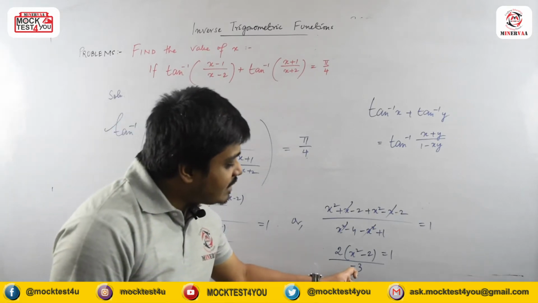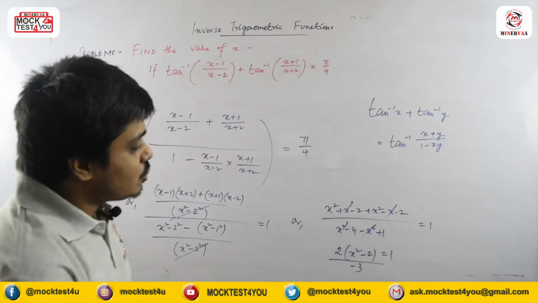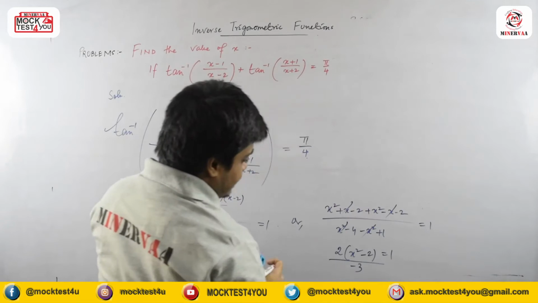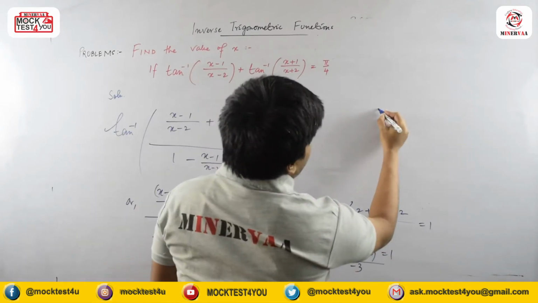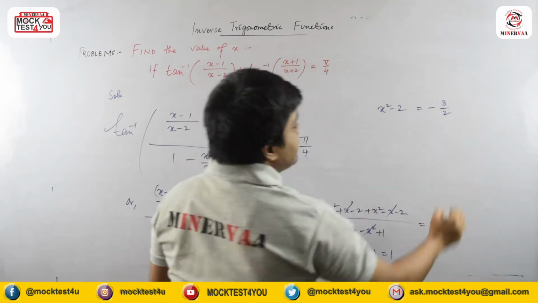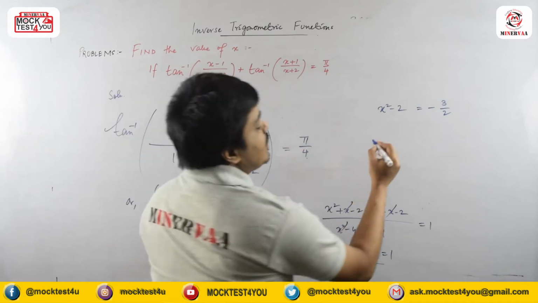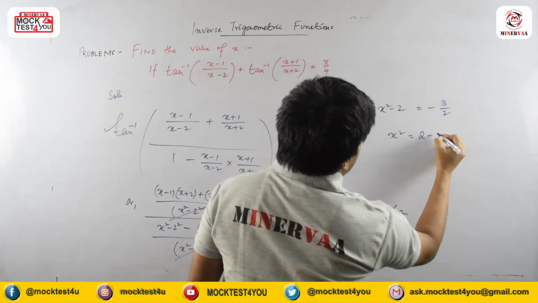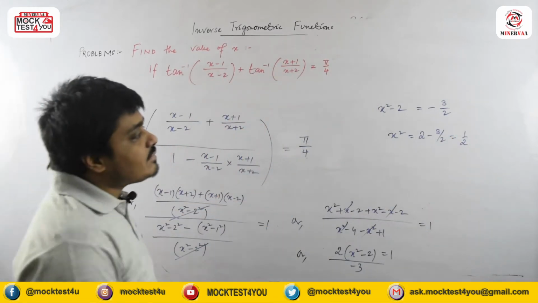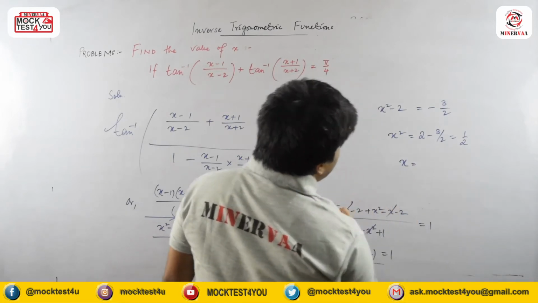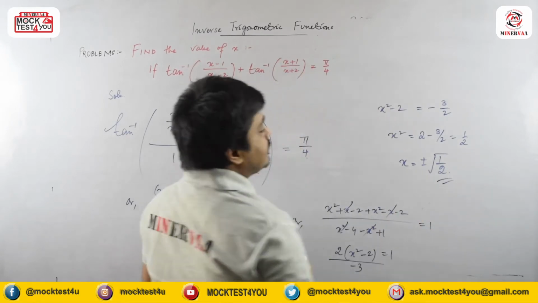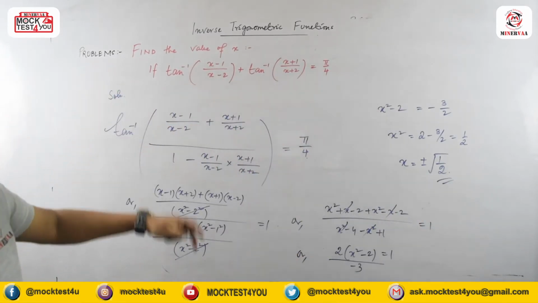So I will take this minus 3 by 2 to that side. What we have is x square minus 2 is equal to minus 3 by 2. Now take this to that side. So x square is equal to 2 minus 3 by 2, and that gives us half, right? So x is equal to plus minus square root of 1 by 2. That's my answer. That's how we solve this problem.